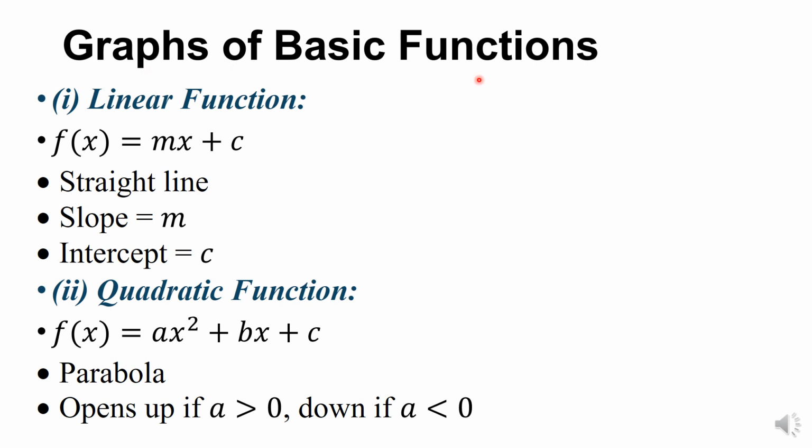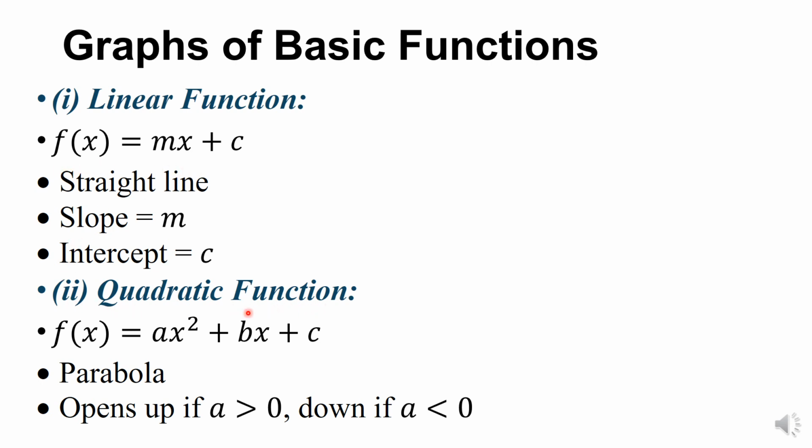Graphs of basic functions. Linear functions: f(x) = mx + c. Straight line: slope equal to m. Intercept equal to c. You know, the linear function is defined this way.